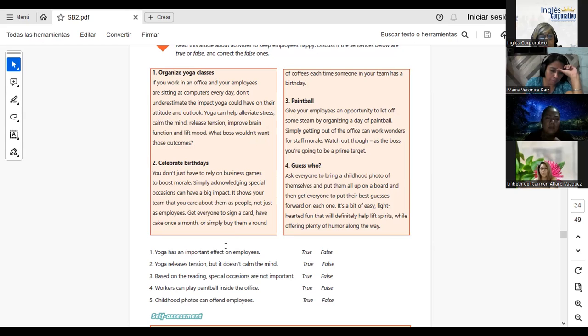And number five, childhood photos can offend employees. Is it true or false? False. Yeah, it's false, but why? What is the correct information? Because it lifts spirits. Yeah. It's a bit of easy, lighthearted fun that will definitely help lift spirits while offering plenty of humor along the way.